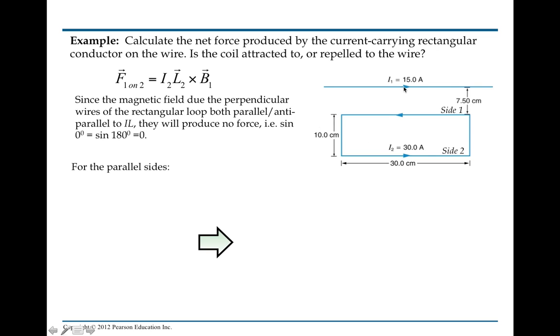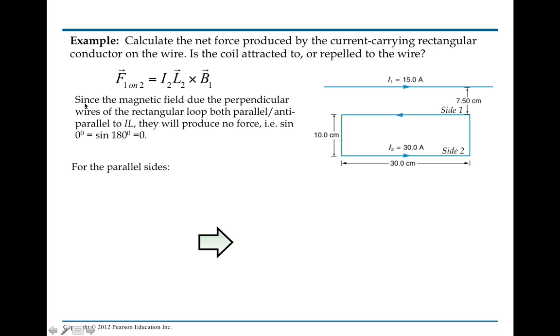That means I have to find the magnetic field due to this conductor at this point, and once I do that, that's the magnetic field, right? And then I just have I, and the length will be this length, because that's the effective length, 30 centimeters. Now, one way of doing this is by splitting this rectangular loop into 4 sides. So side 1, side 2, side 3, side 4.